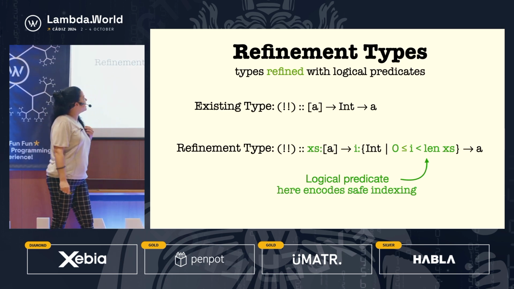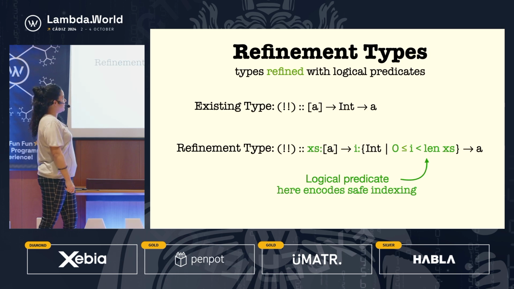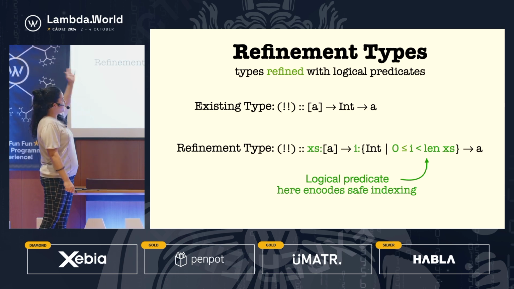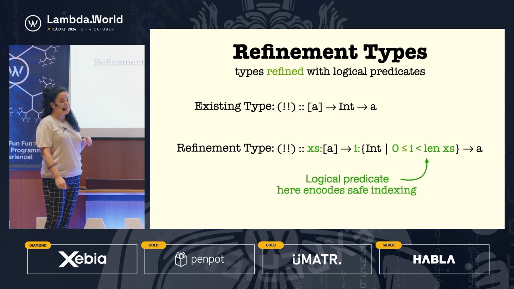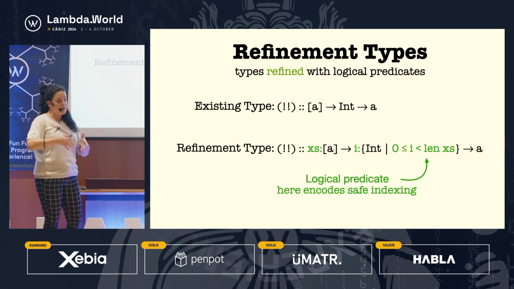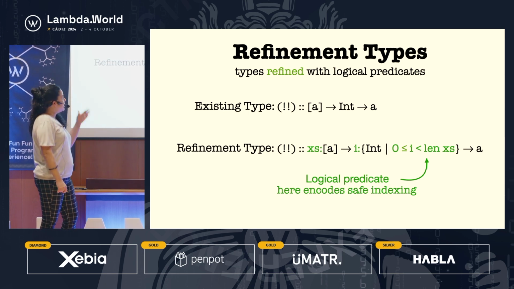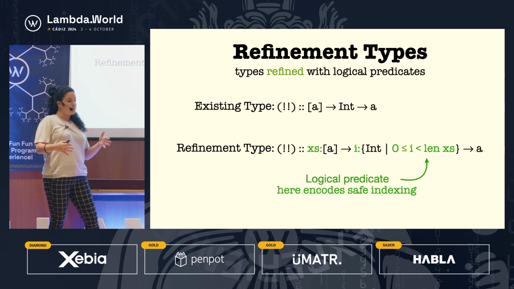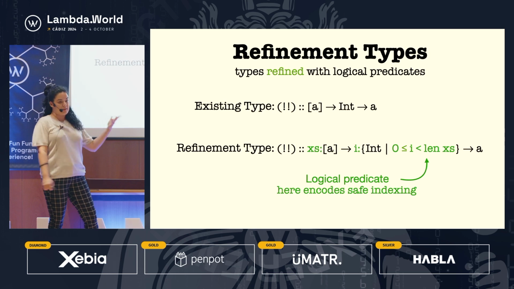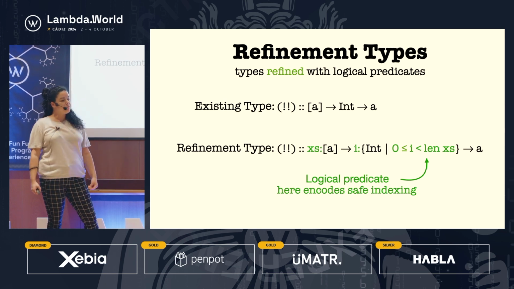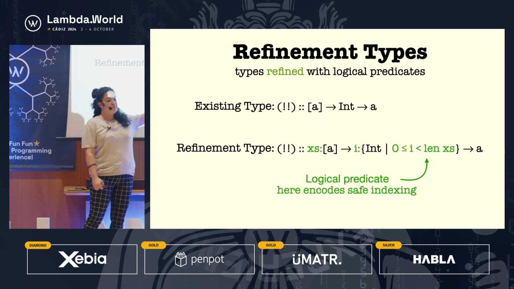Refinement types essentially refine types with logical predicates. And the standard example that we have for refinement types is list indexing, right? So we have the Haskell type of list indexing that says, give me as input a list and an index, and I'm going to give you back the ith element of the list. And we use refinement types to encode properties that are not by default encoded by the type system. And in this standard example, we use refinement types to encode safe indexing.